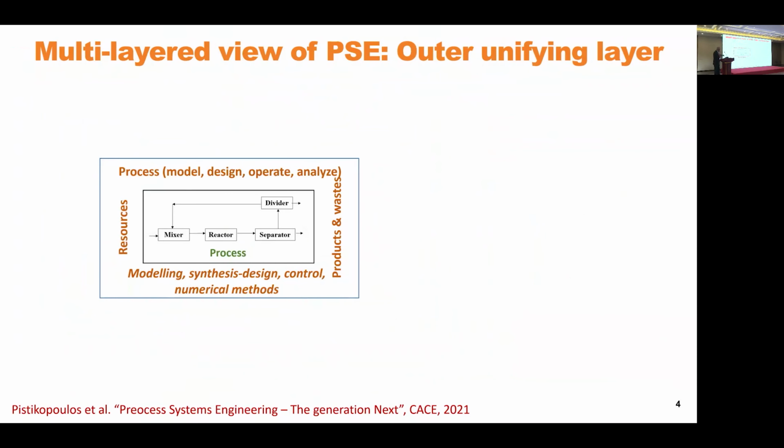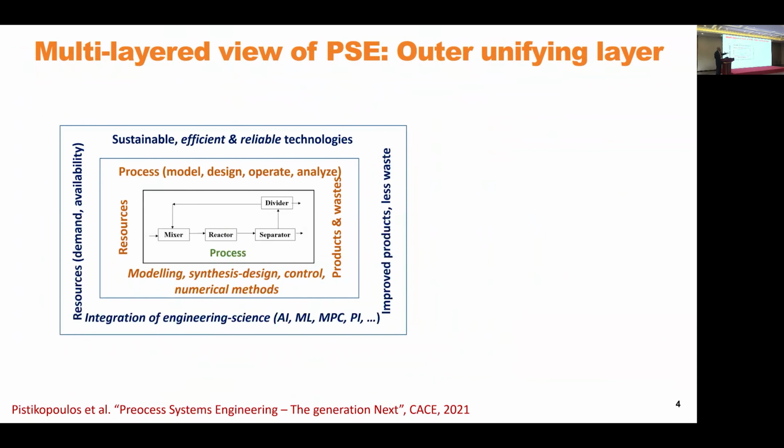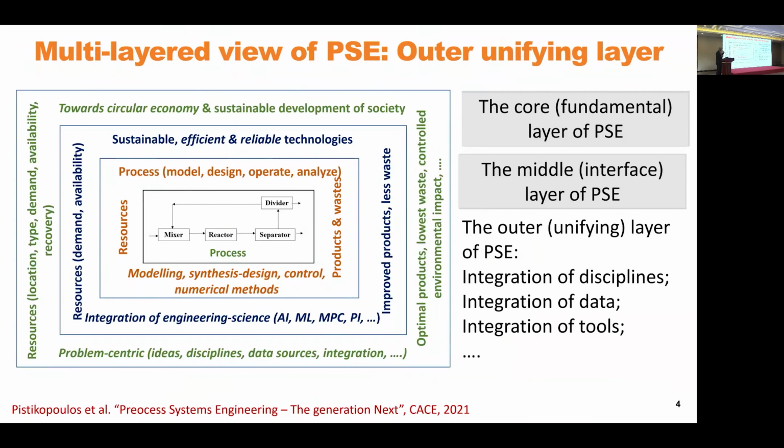That was the core layer, then we put the middle layer, and now we add the outer layer, the outer unifying layer. With that, we can take all kinds of questions related to the resources. We can answer all kinds of questions with respect to the products that we want. And finally, at the top, we serve the society by providing answers to circular economy, sustainable development, and so on.